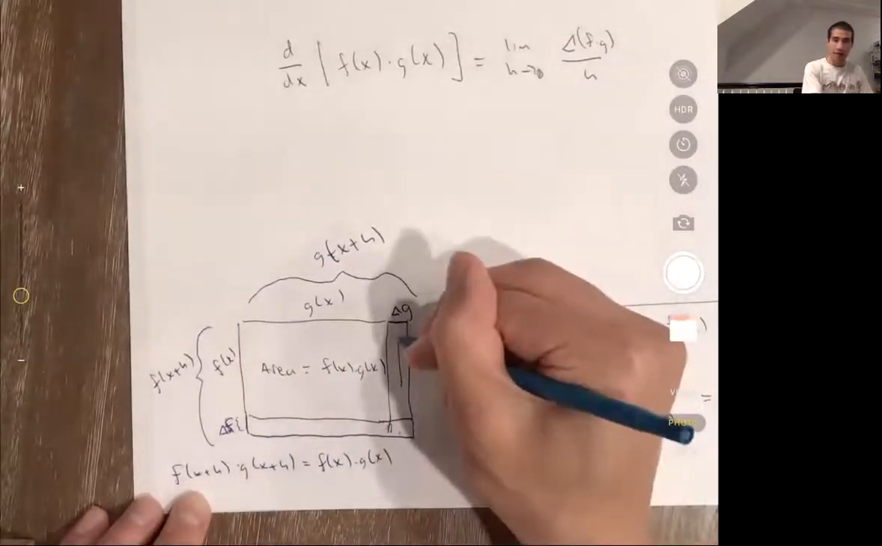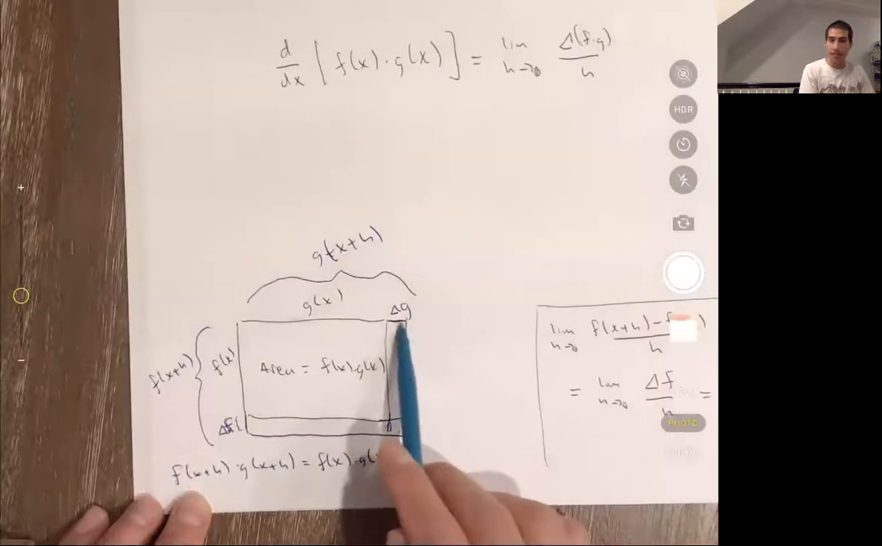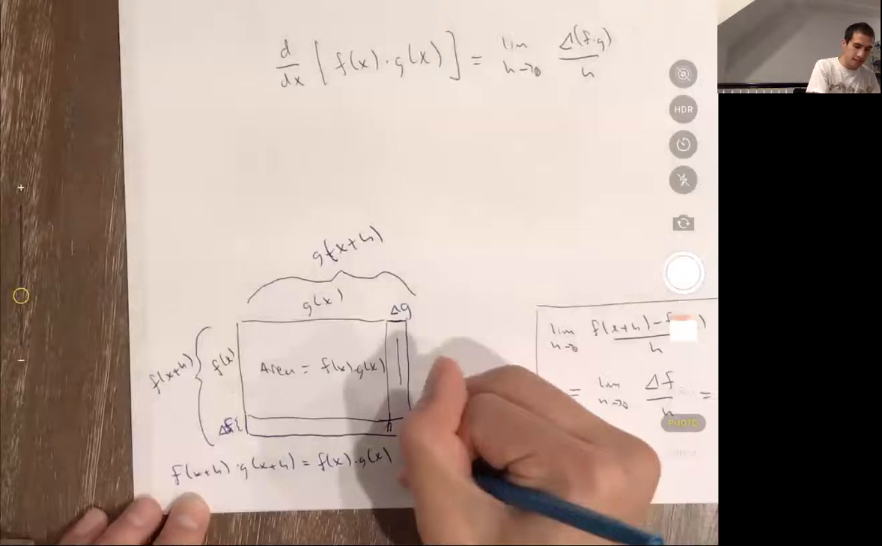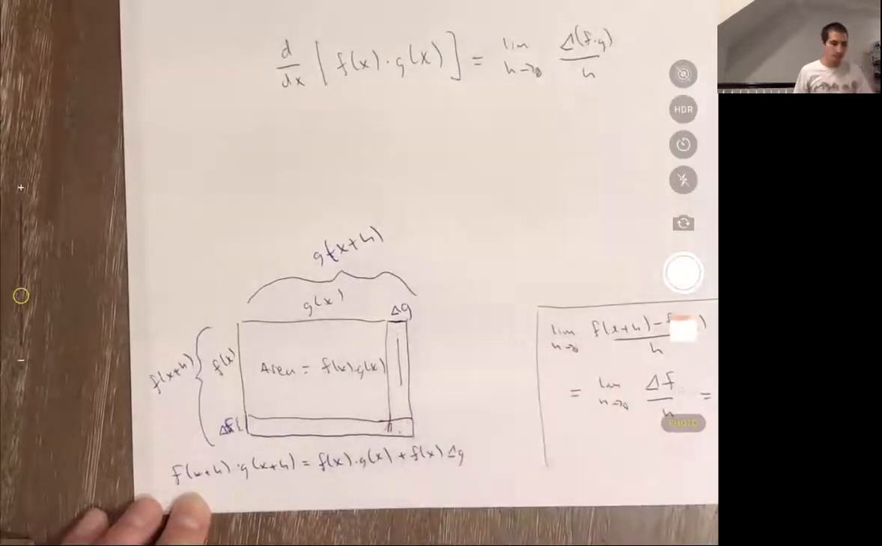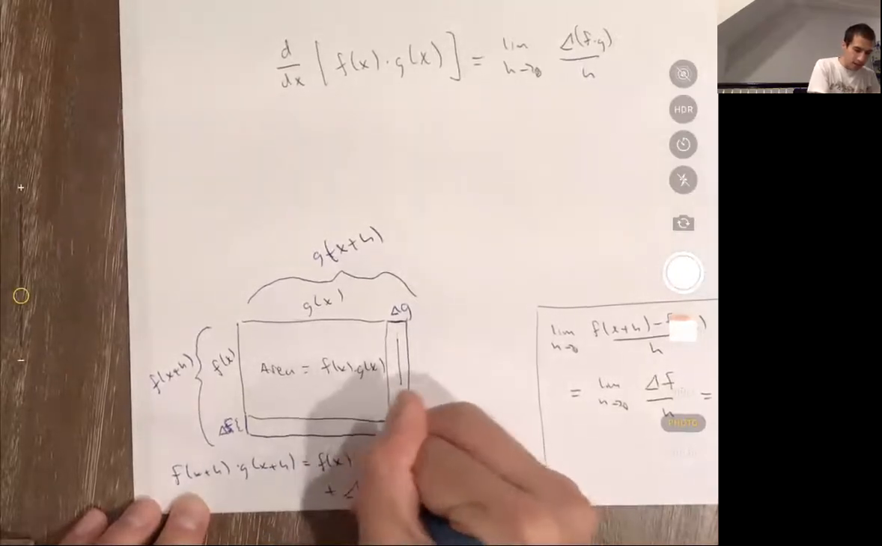Now the area of, let's say, this small, narrow rectangle on the right side, well, the base is delta g, and the height is f of x. So this is plus f of x times delta g. The same thing goes here. The height is delta f. The base is g of x. So this is plus delta f times g of x.